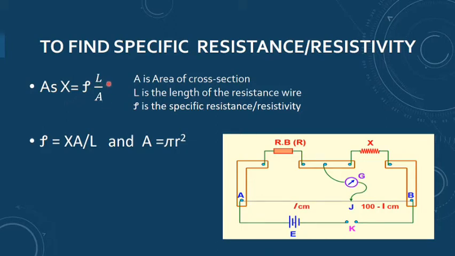Here L is the length of this resistance wire X. After doing the experiment, I will take out this resistance wire and note its length. I am calling it capital L because small l I have already used in this experiment. You have to measure the length, and you will also find the diameter of this wire using a screw gauge. If you know the diameter, you can find the radius, which is the diameter divided by 2. So area can be written as pi d square upon 4, or simply pi r square.